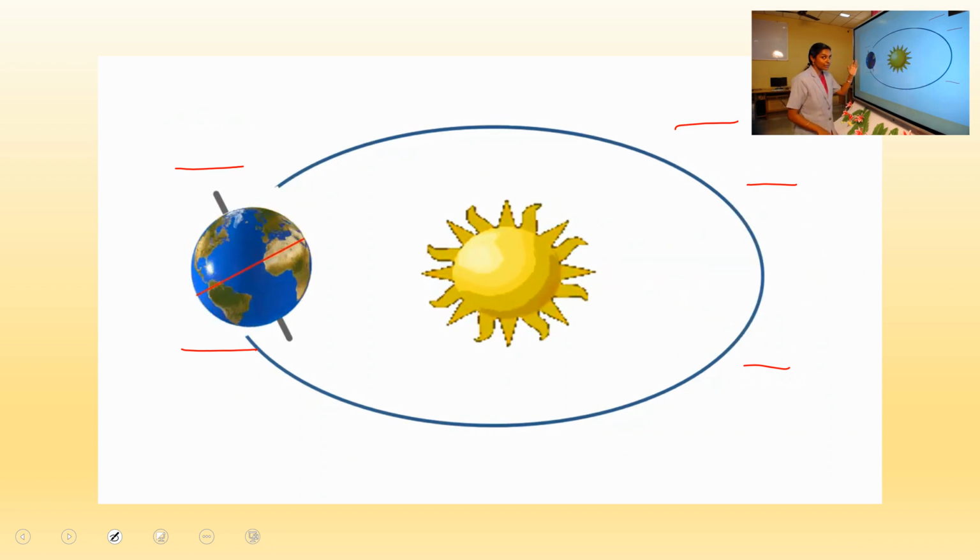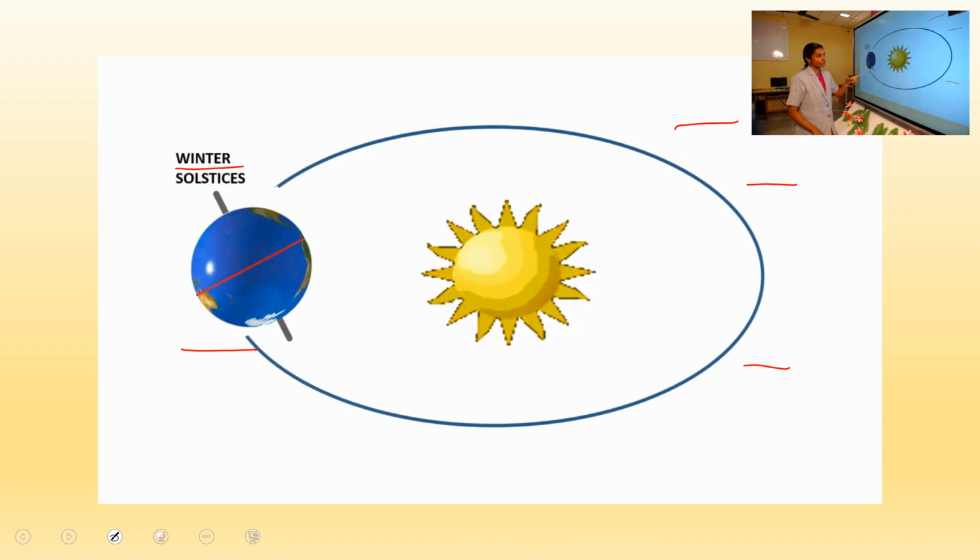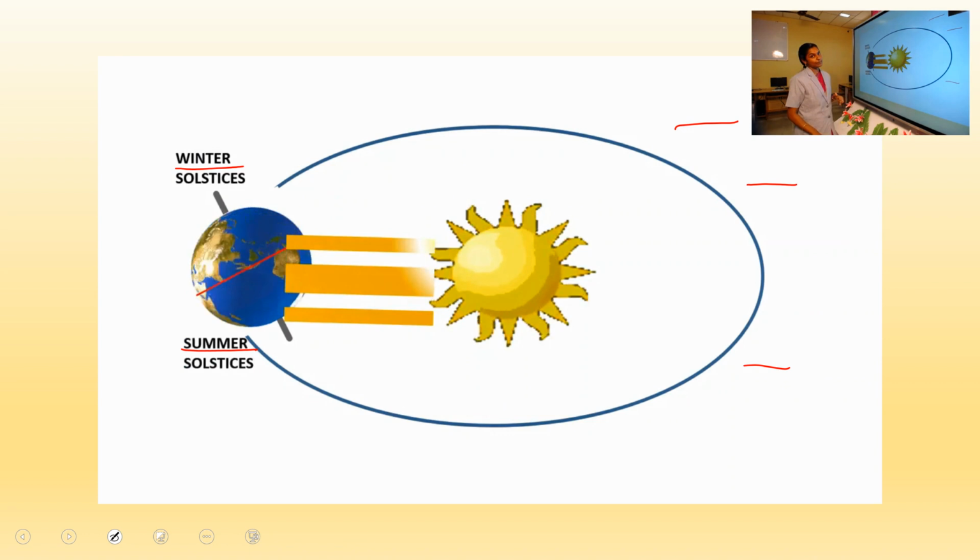And this is during December, the month of December. The southern hemisphere faces the sun, so they will have summer, whereas northern hemisphere, which is turned away from the sun, will have winter season. When? During December. Okay?